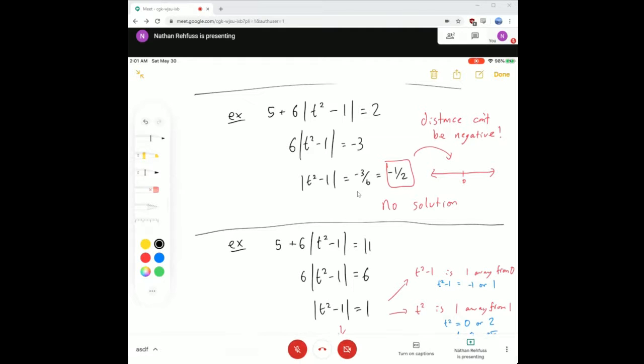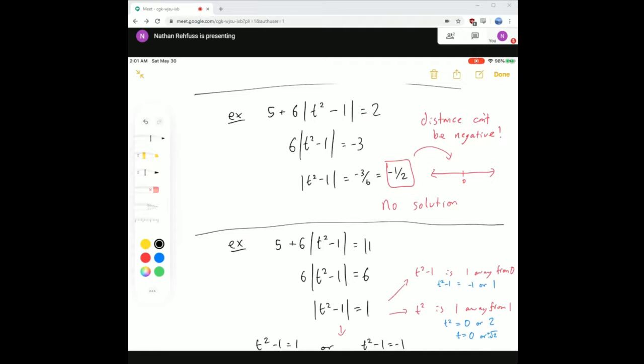Now that would mean that this whole thing has to be negative 1/2 units away from 0. It has to be closer than no distance at all. 0 units away would be no distance at all. This is closer than that, and that's impossible. There's no such thing as a negative distance. You can't be closer than 0 units away, because then you would already be there. There's no thing closer than already being there.